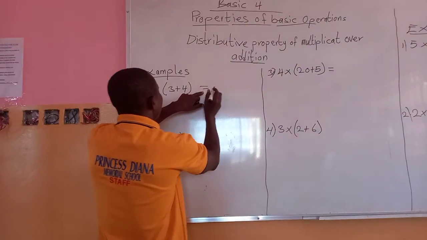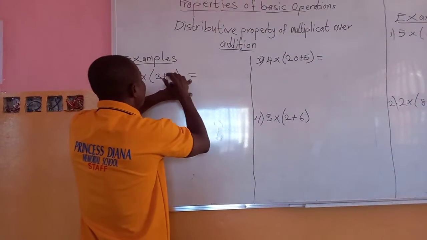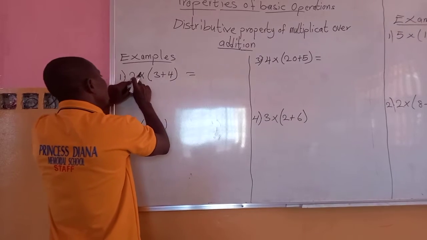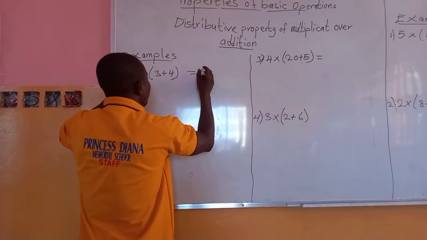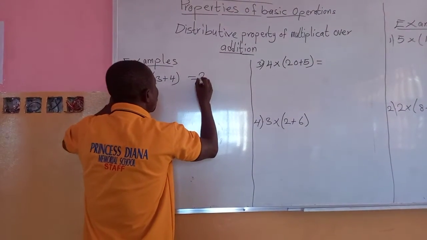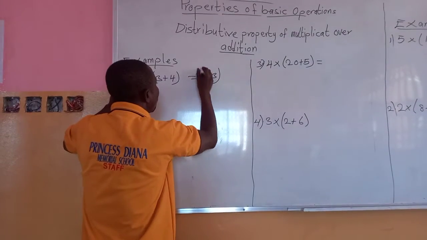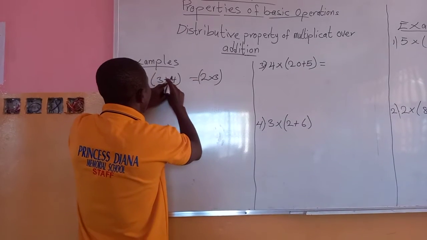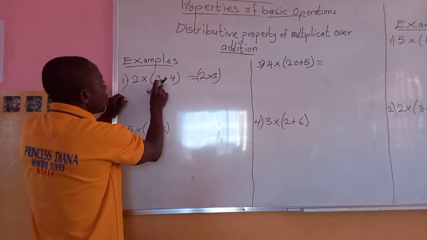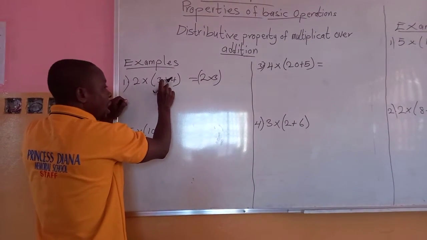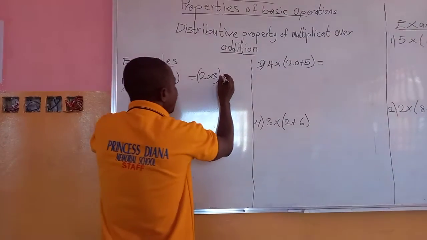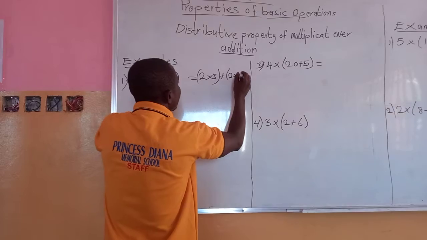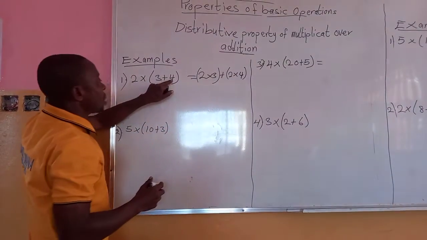Good. So let's try expanding this. We are sharing it. So this 3 here will take this 2, and the 4 here will also take this 2. So we have 2 times 3. We are sharing it, so the 3 is taking the 2. Then we bring our plus, because 3 and 4 are having the operation of addition. So plus, we have 2 times 4.